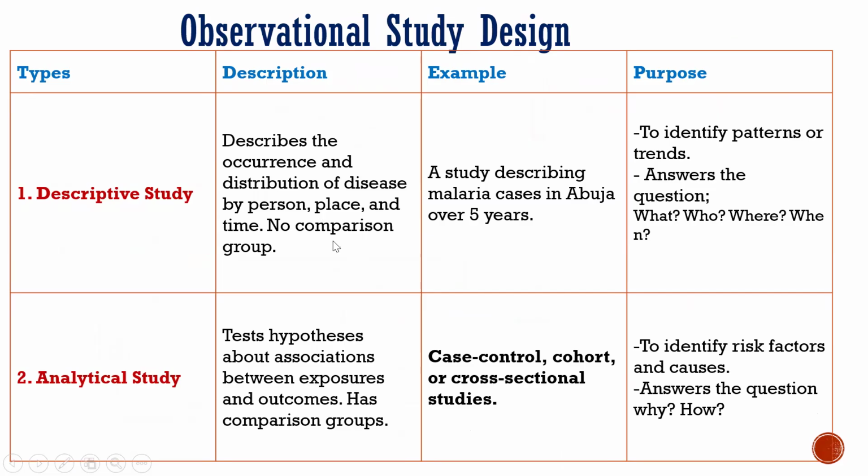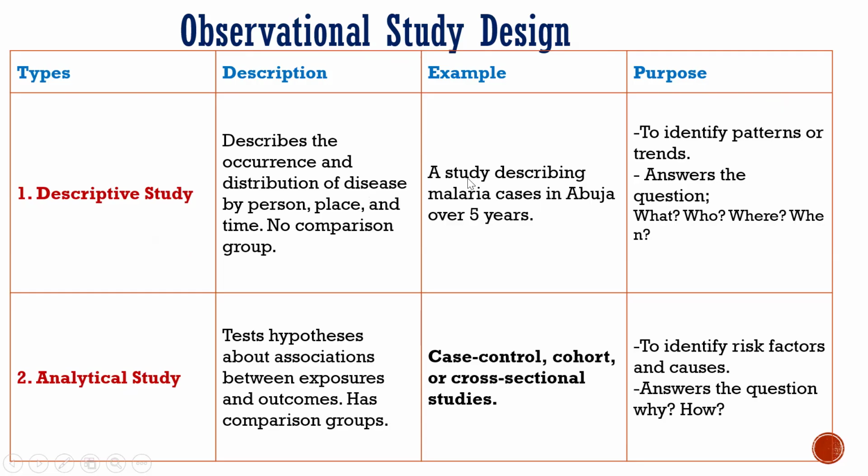So there is no comparison group. And then the major aim or the major purpose is to identify patterns or trends in diseases, like disease distribution, and it answers the questions what, who, where, when. It is not an in-depth research about a particular disease. It just helps you to show the trend.